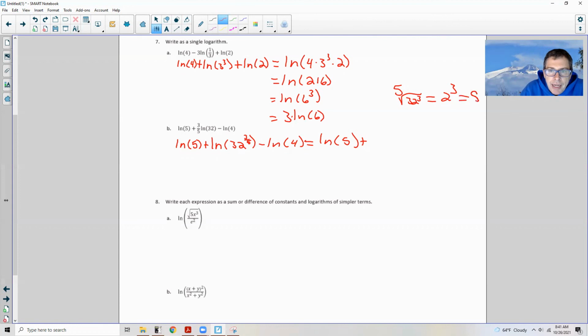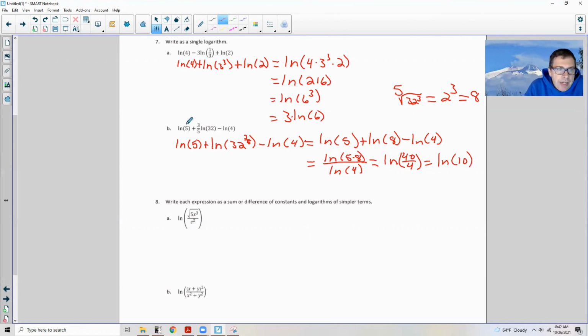2 cubed is 8. All right, so that's going to simplify now down to natural log of 5 plus the natural log of 8 minus the natural log of 4. So there I can combine these by multiplication. That's going to be the natural log of 5 times 8. And we're going to divide by, because minus means to divide, the natural log of 4. And that will simplify out to be the natural log of 40 divided by 4, which equals the natural log of 10.